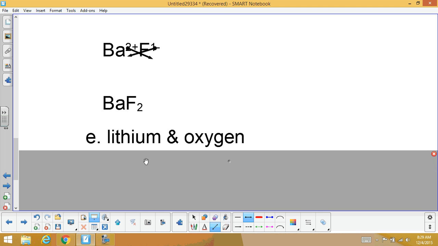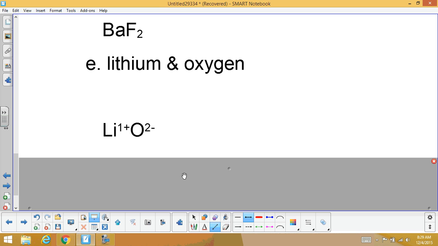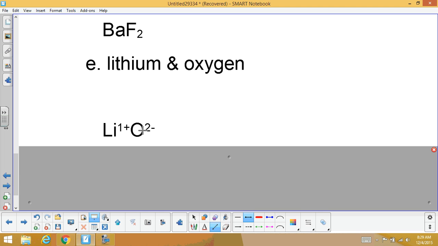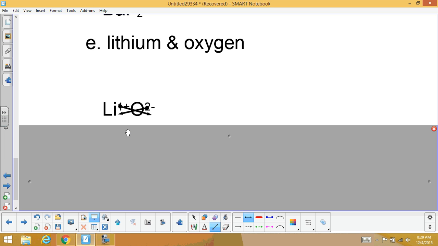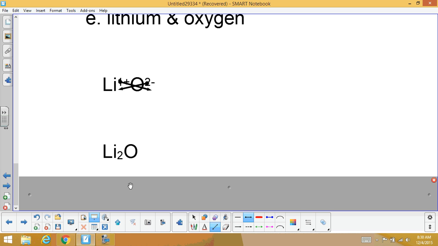And finally, finishing off number 6, we're throwing lithium and oxygen together. Their charges according to the periodic table: lithium has a +1 charge, oxygen has a -2. We take these, cross them over. The 1 crosses over, the 2 crosses over. We eliminate the charges, and we end up with the chemical compound Li2O, lithium and oxygen coming together, otherwise known as lithium oxide. So that's number 6.